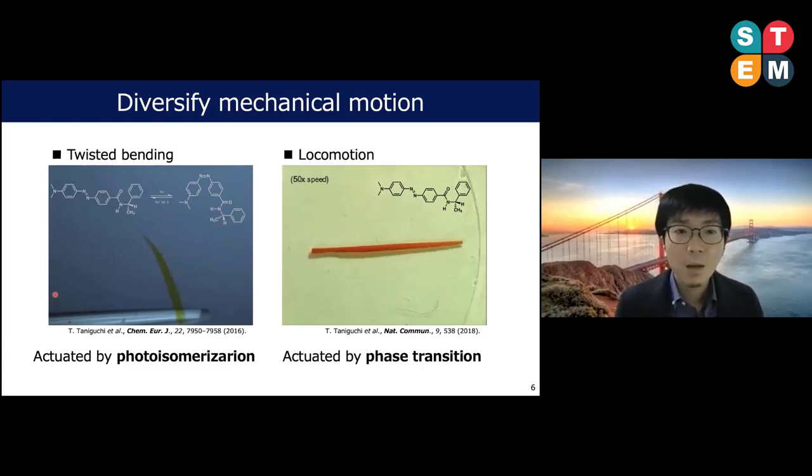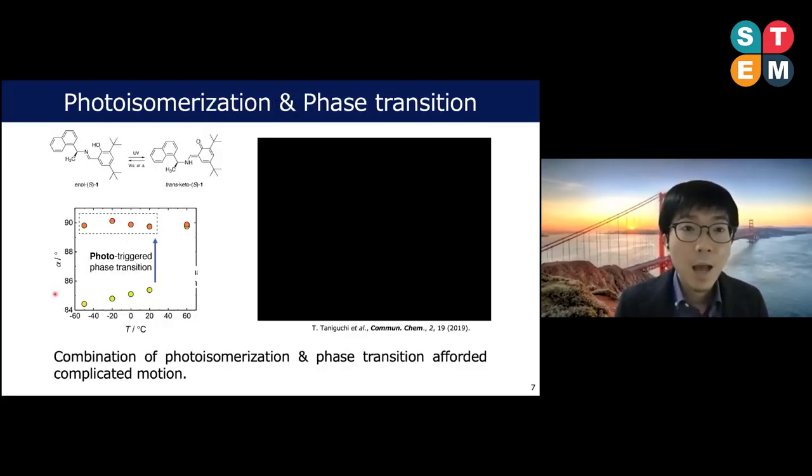So these photoisomerization stimulus and heat phase transition caused mechanical motion, diversified mechanical motion. So the next idea was combining these photoisomerization and phase transition. Fortunately, I found a new crystal which is photoreactive and can exhibit phase transition.